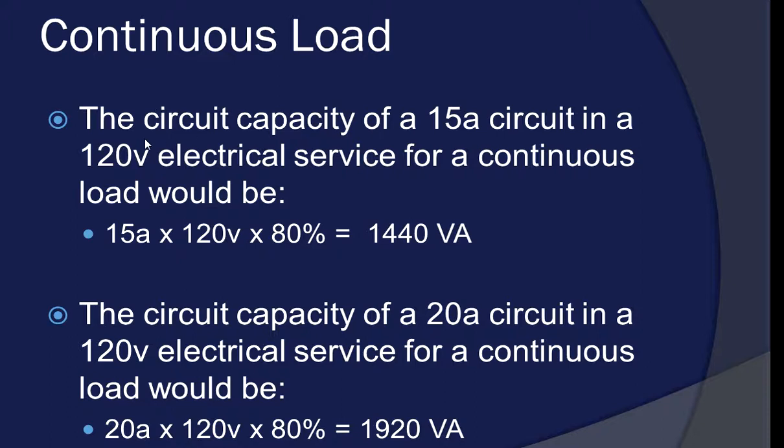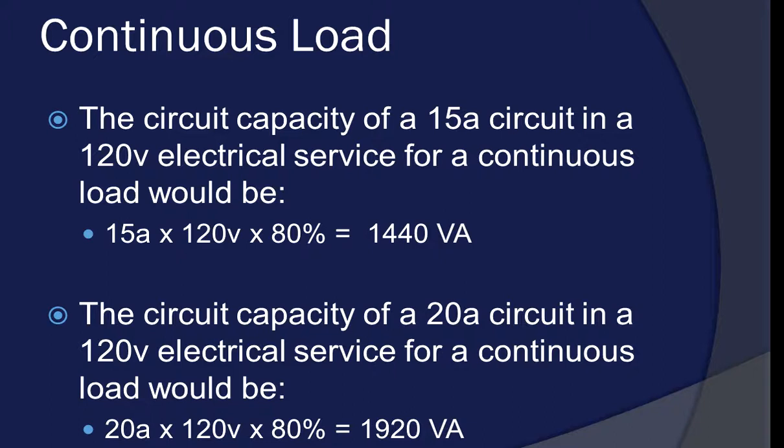So for a continuous load, we take a 15 amp circuit in a 120 volt electrical service. If it was a continuous load, we would take 80% of that. So 15 times 120 times 80% is 1,440 watts, that's your circuit capacity in this case. If we're dealing with a 20 amp circuit, then you take 20 amps times 120 times 80%, and you get 1,920 watts, which is your circuit capacity.